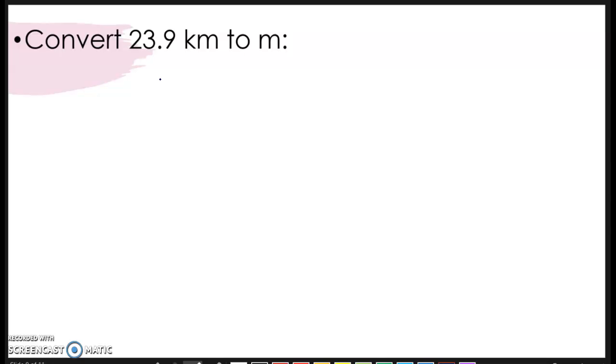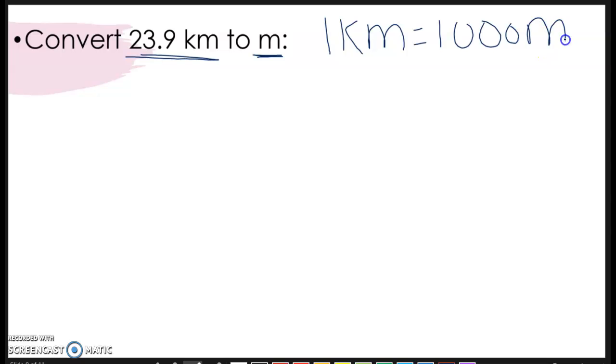Next one, convert 23.9 kilometers to meters. So I'm starting with kilometers, and I want to go to meters. Looking at my metric chart, the conversion between those is 1 kilometer equals 1,000 meters. So I'm going to something smaller. I'm going from big to small, which means my number should get larger, because there's a lot of meters in 1 kilometer, and I've got 20 kilometers, well, 23.